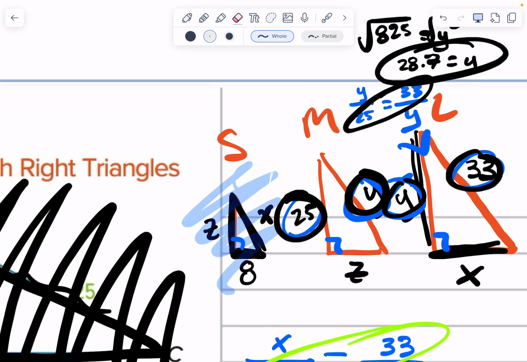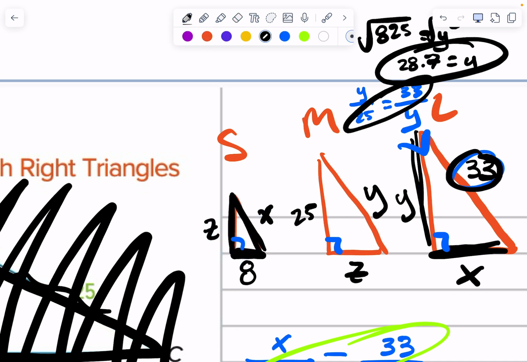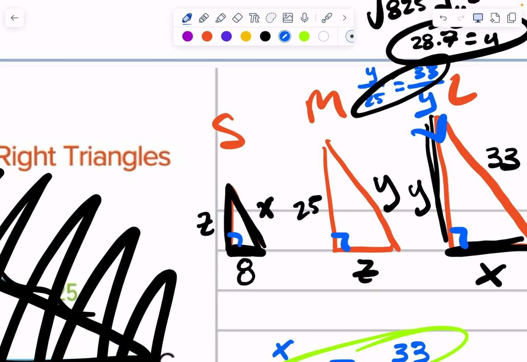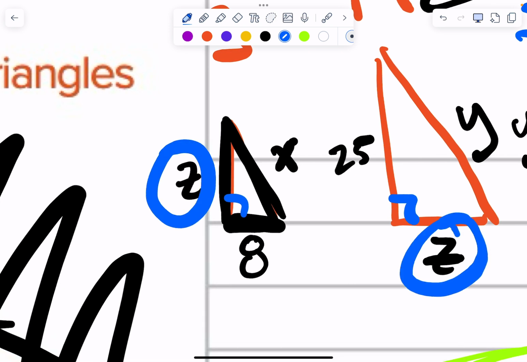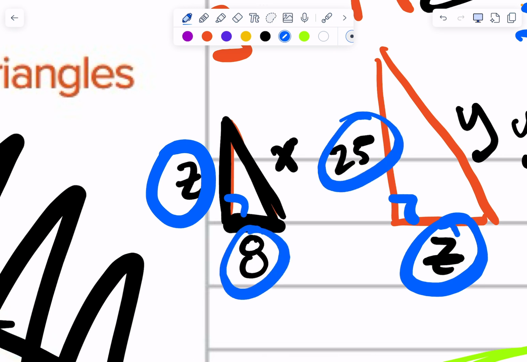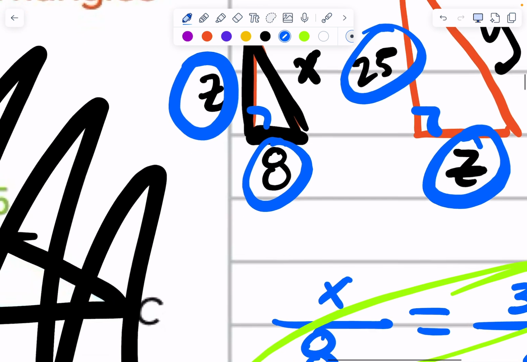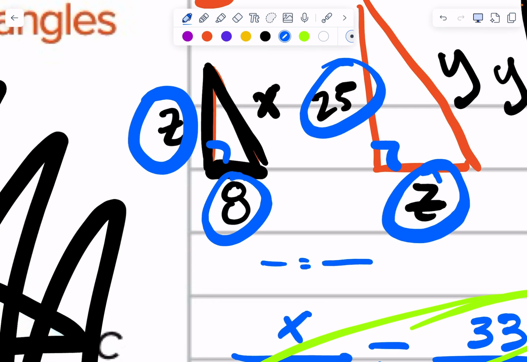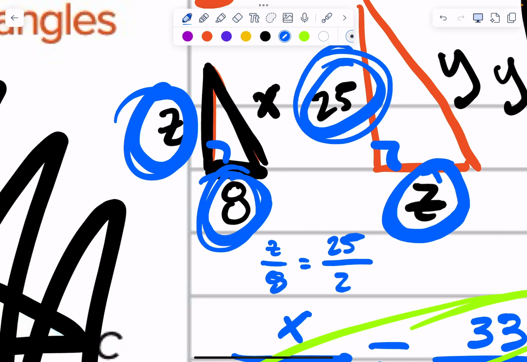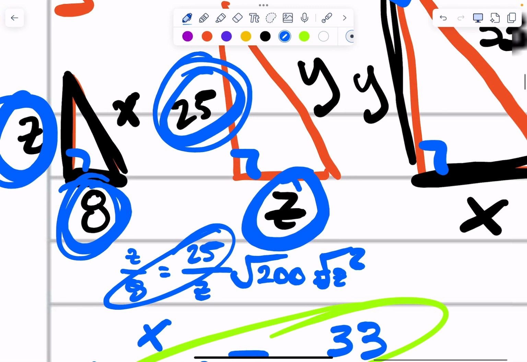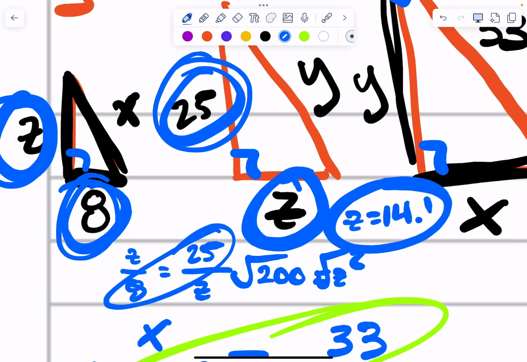Next, last one, Z. Which two triangles involve Z? Small and medium. I have Z here, Z here. What other two parts do you need? 8 and 25. Do you see how we know that? Tall, short side, tall, short side. So the proportion is Z over 8 and 25 over Z. 8 times 25 is 200 equals Z squared. Take the square root. Z is 14.1. Perfect.